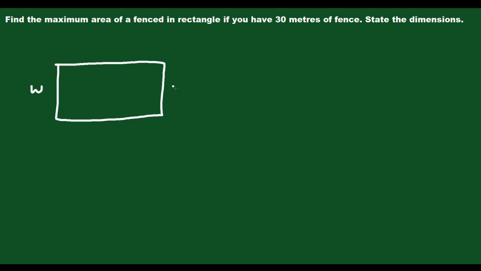You have the width, right? Those are both the width, and you have the length. Those are both your lengths. How could we figure out what this maximum area would be? Right, so you only have 30 meters of fence, and you need to make this area as big as possible.